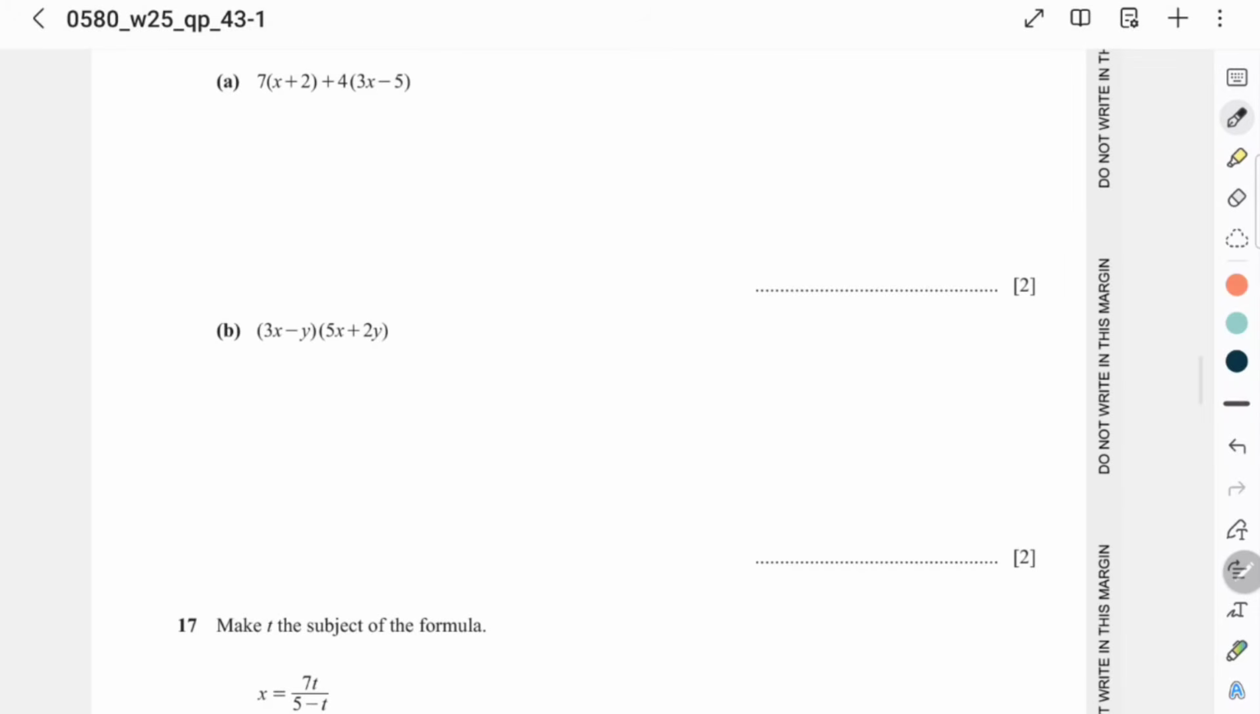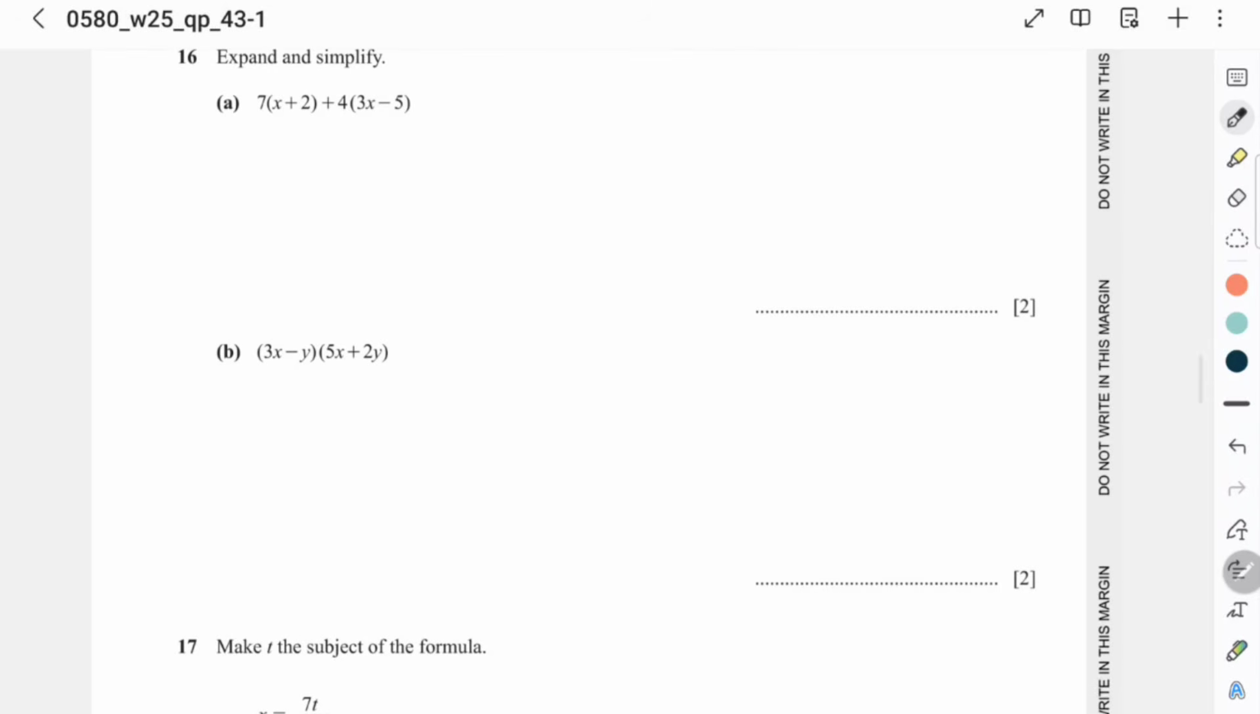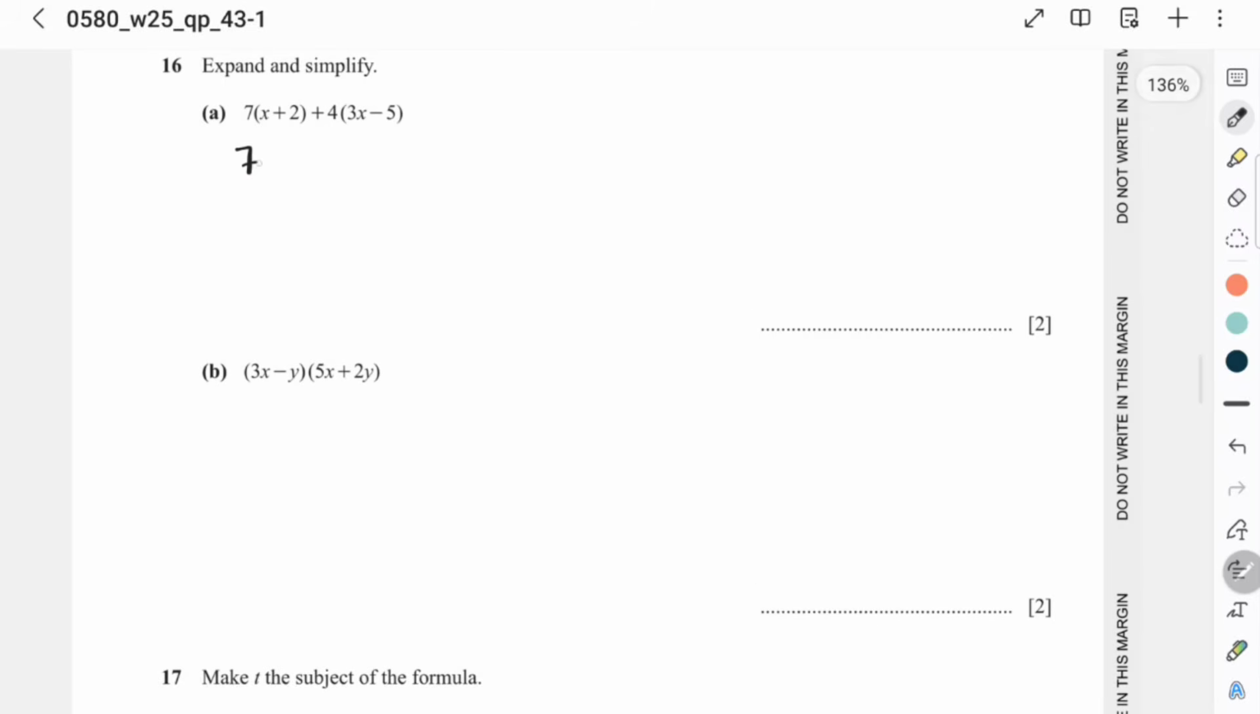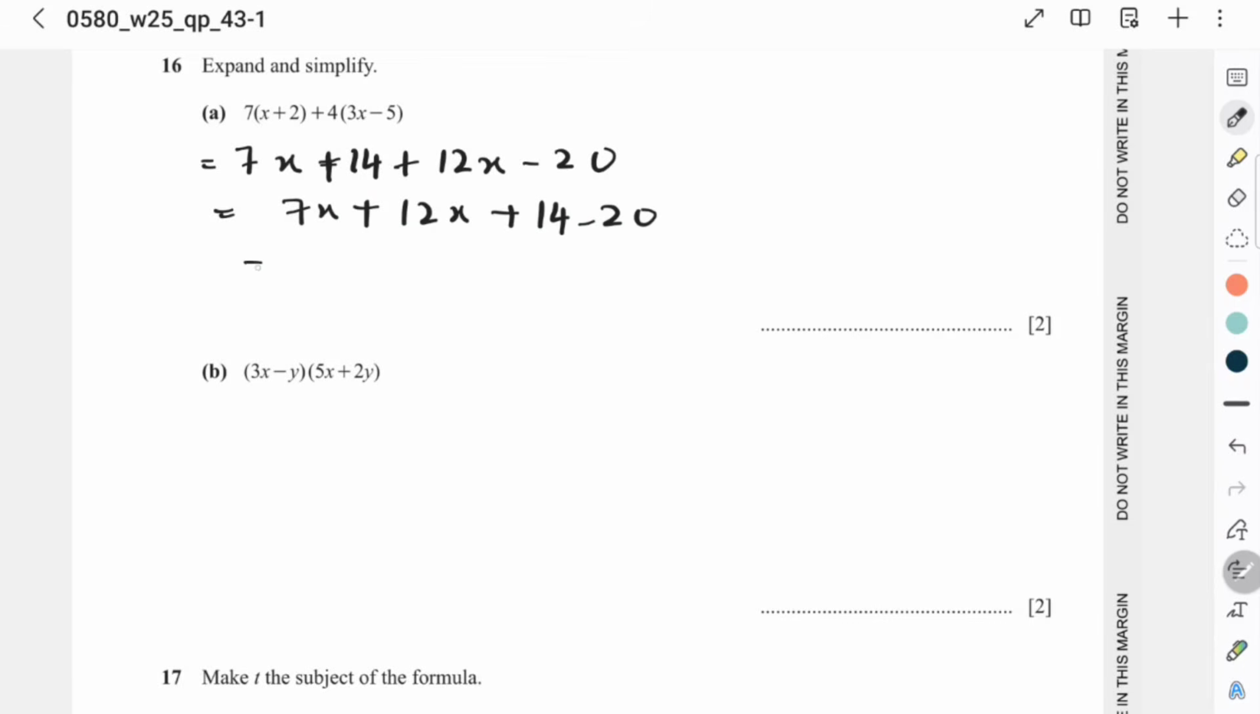Now the other question, very simple and easy. Question number 16, expand and simplify. So this is 7 times (x plus 2) plus 4 times (3x plus 5). So 7x plus 14 plus 12x plus 20. So 7x plus 12x plus 14 plus 20 is equal to 19x plus 34.